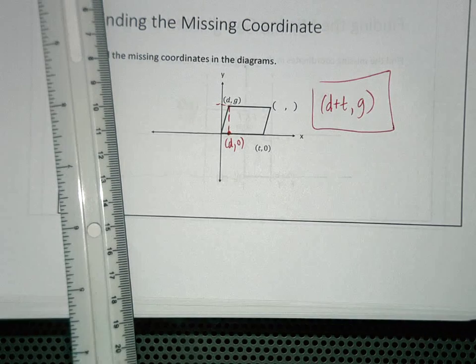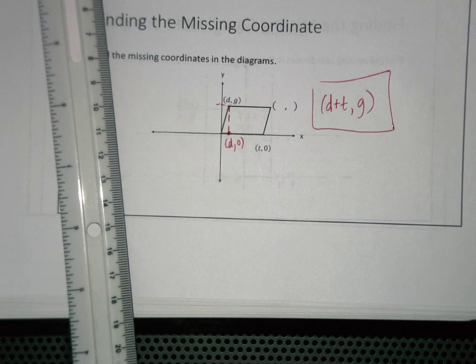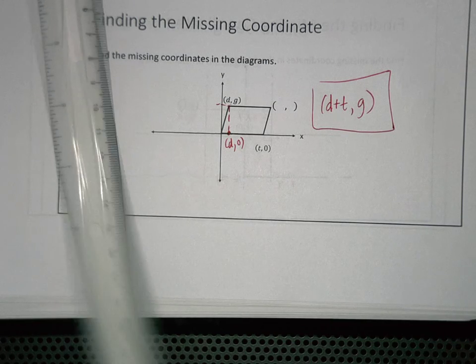And could you have written T plus D? Yes. D plus T, T plus D, and then G is your Y. Do we have any questions? Okay, moving on.